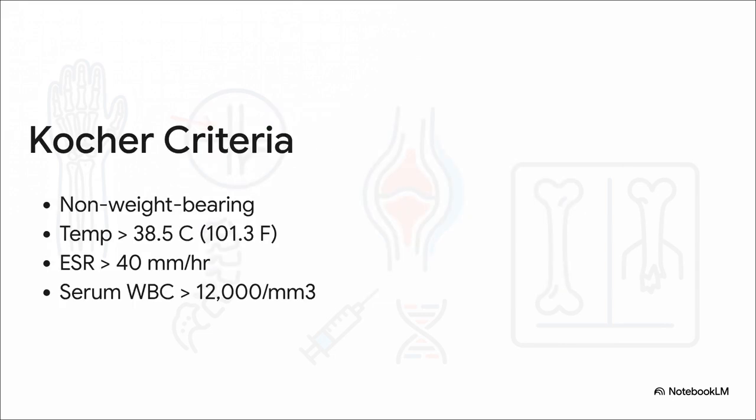Well, the crucial differentiator is the Kocher criteria. You have to lock in these 4 strict predictive markers. 1. Non-weight-bearing status. 2. A temperature spiking over 38.5 Celsius, which is 101.3 Fahrenheit. 3. An ESR over 40. And 4. A serum WBC above 12,000. Hitting 3 or more of these criteria dictates a massive probability of a septic joint.